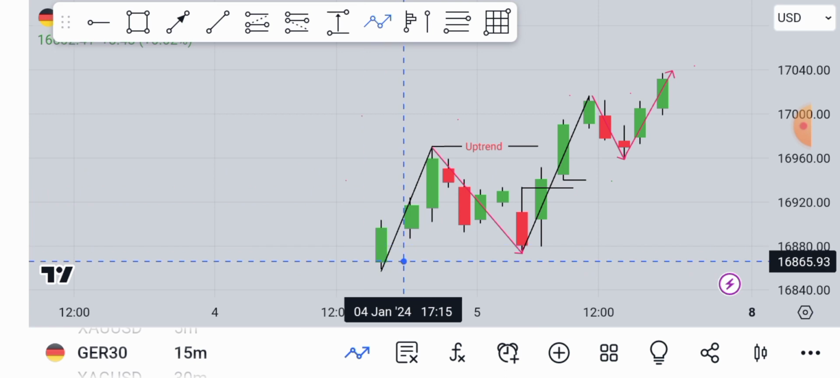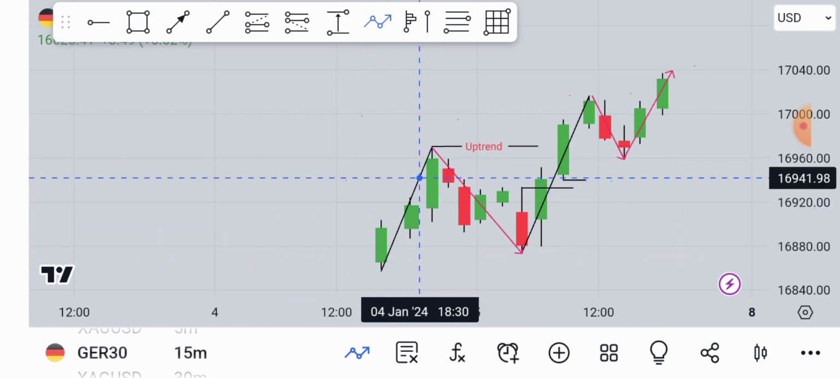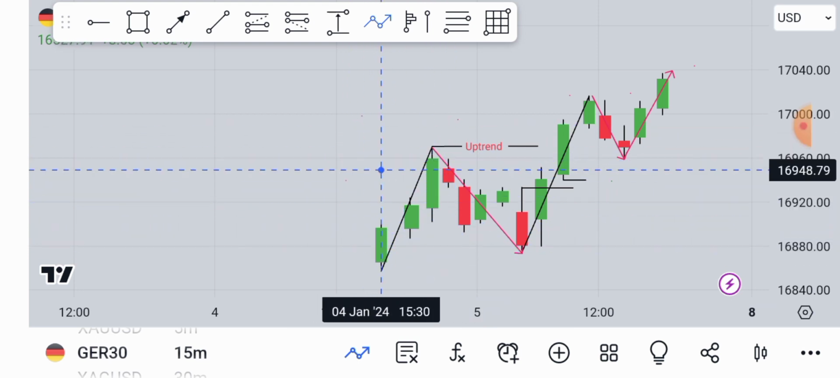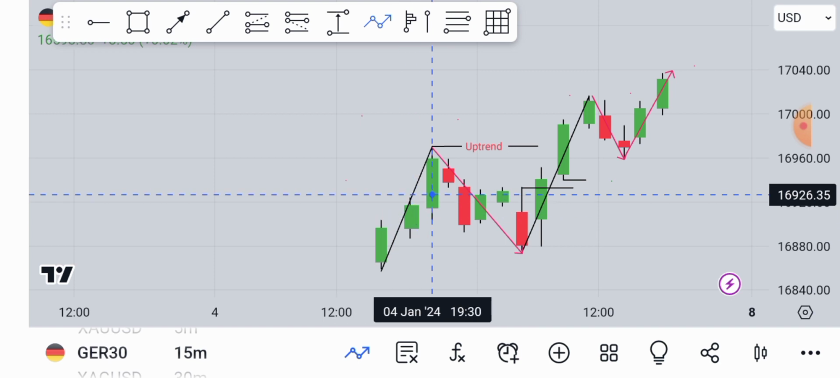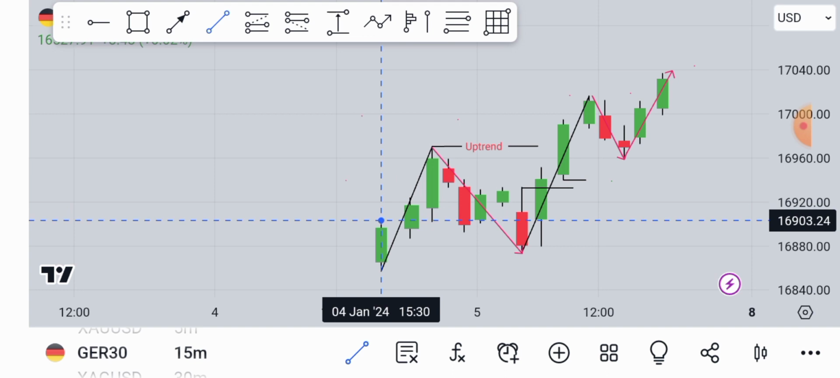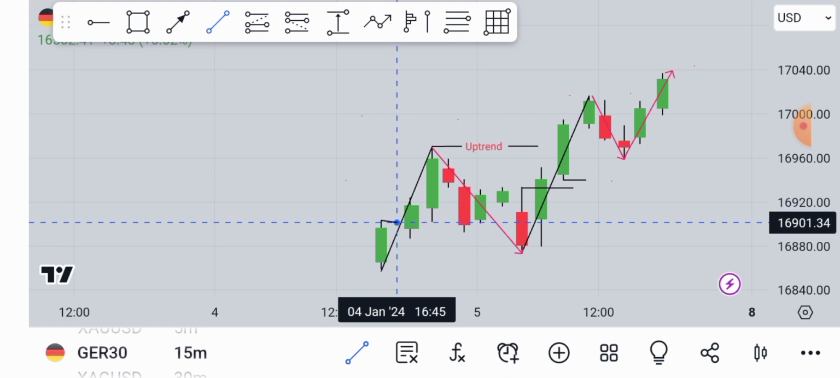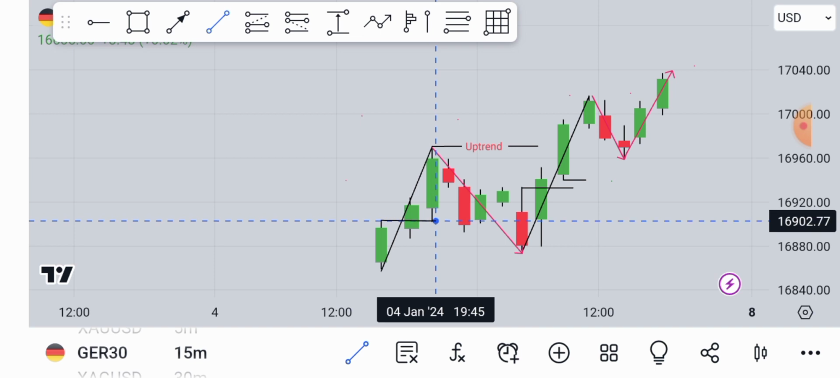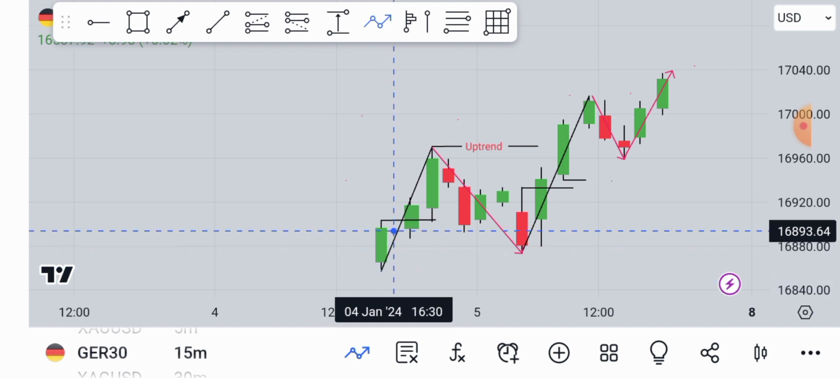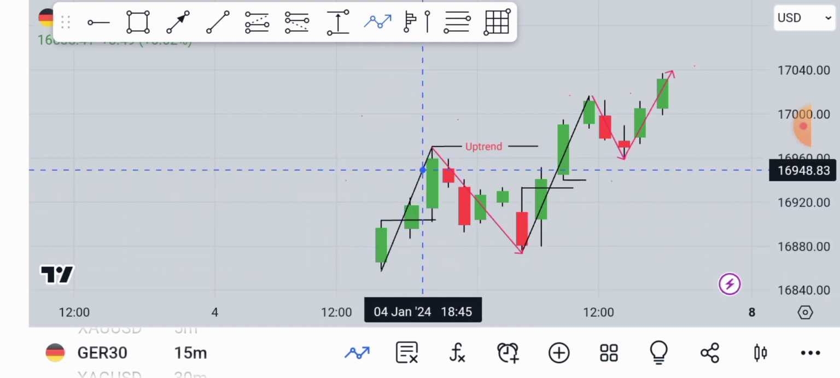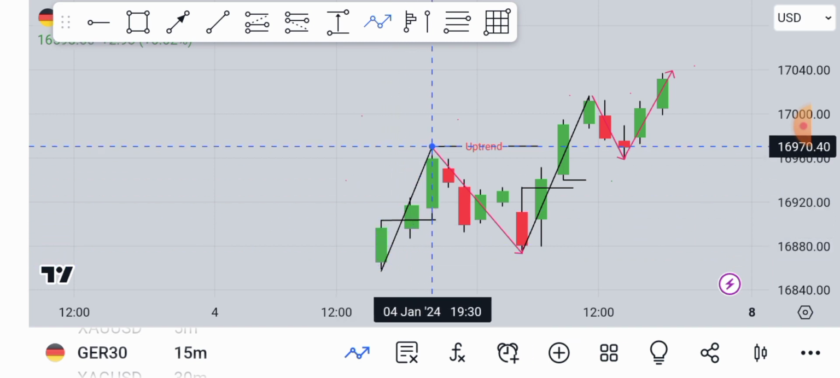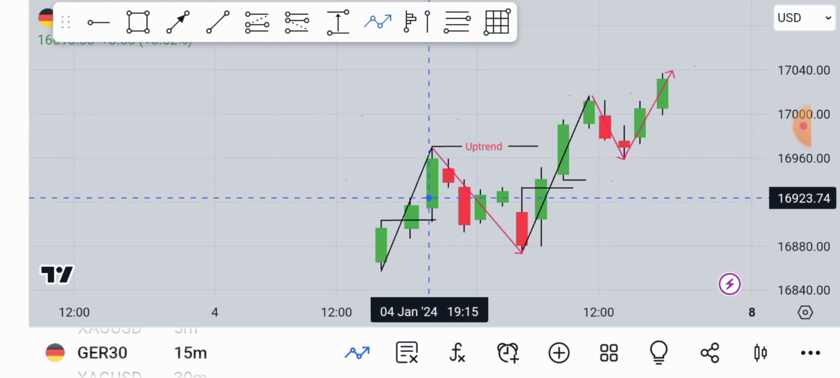So this is an impulsive move, and on this impulsive move we will identify an imbalance, if there is an imbalance of sellers and buyers between these three candles. So first we are going to mark the high of the first candle to the low of the third candle. On this move we can see that there was no imbalance on this impulsive movement, as you can see guys.